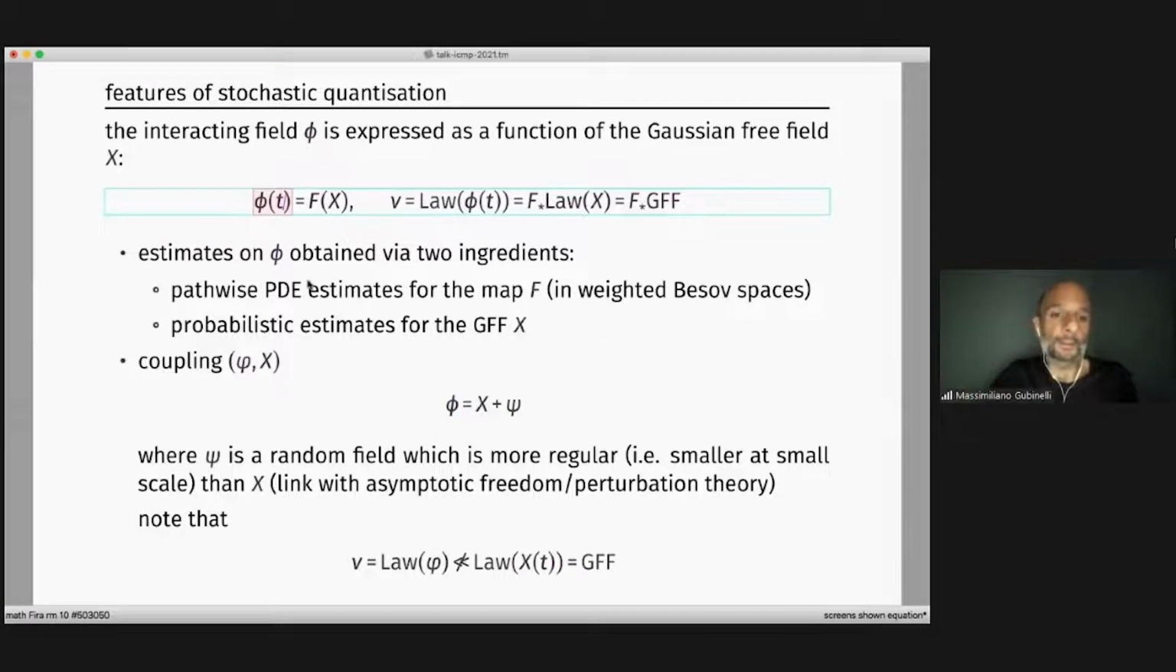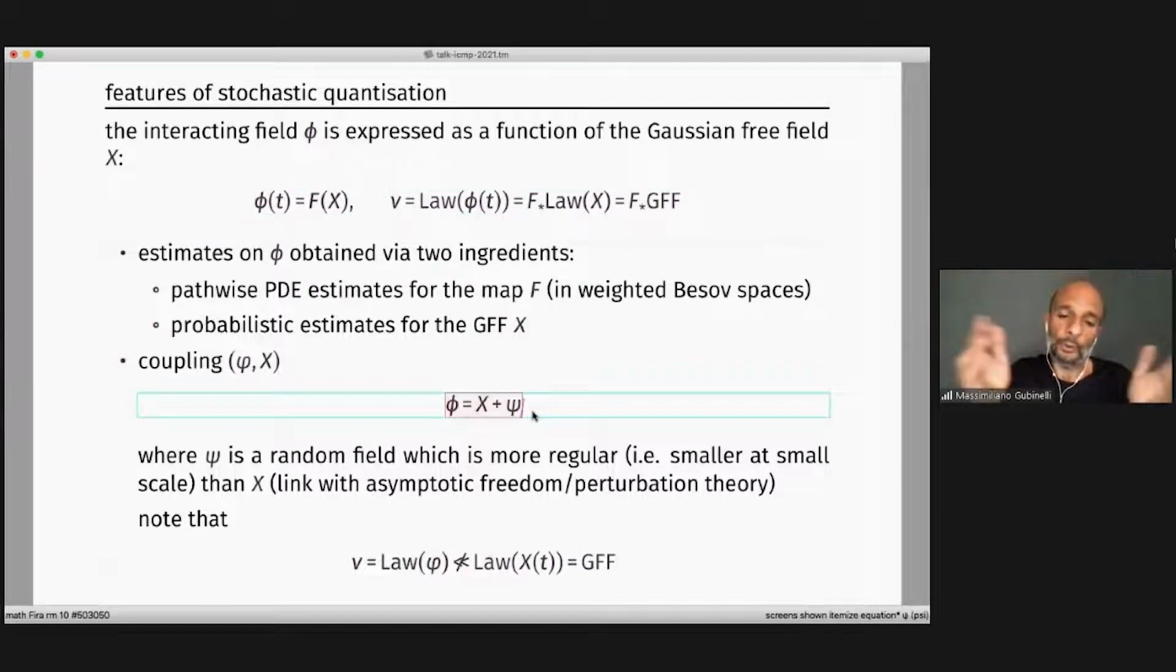And what you have at the end of the day is not just a measure, you have a coupling of your measure with the Gaussian free field. That's very important. That's a feature which is not obvious in other approaches as far as I understand them. So at the end of the day, you don't get just the interacting field, you have this coupling, and this coupling comes with very nice properties which allow you to compare the interacting field with the Gaussian free field.